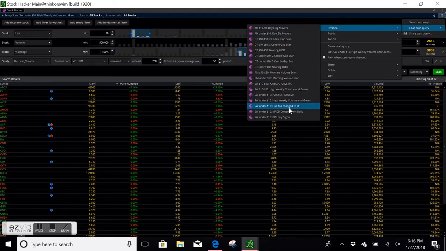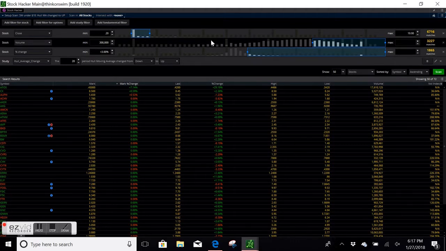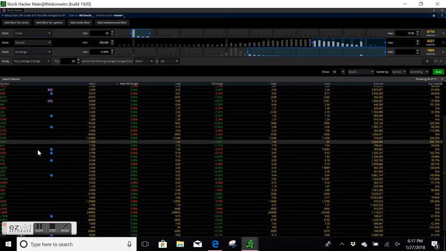Another one that I use is the whole moving average. So I can show you what that is in a second, if people don't know what that is. But so the close is in my price range. Volume is at least 300,000. Percent change at least 3% the last day, so something's kind of getting moving. And the whole moving average over 20 periods changes from down to up. And I'll show you what that means in a second.